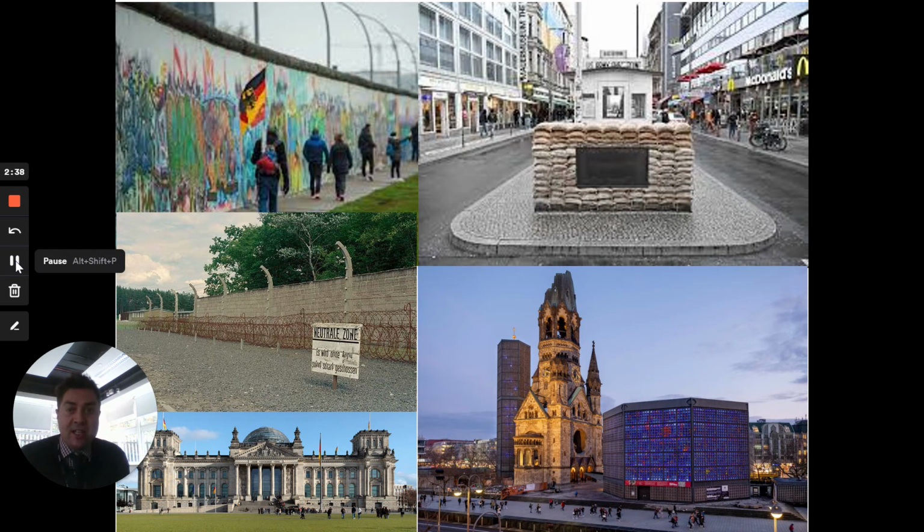We'll get the opportunity to visit the Berlin Wall, go to the infamous Checkpoint Charlie, as well as have the opportunity to see an actual concentration camp where so many people unfortunately lost their lives during the Nazi period.